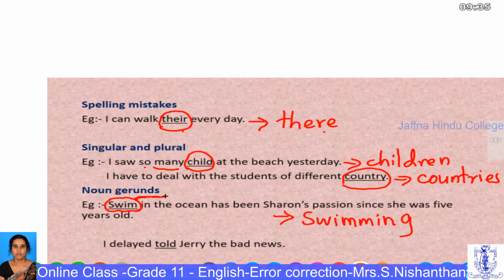Swim goes as swimming. Then, "I delayed told Jerry the bad news." I delayed. This should also be a noun gerund. That should be telling: I delayed telling Jerry the bad news. Not told, telling. These are noun gerunds.